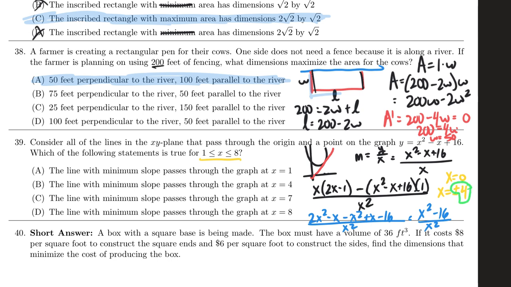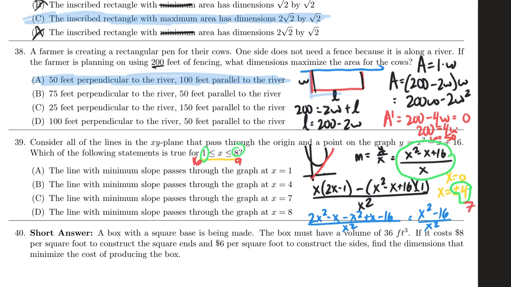So we also have to check the endpoints. We're going to check 1, 8, and 4. All right, and we're plugging them into our slope formula we have here. So let's use the calculator just to save time and space. If I plug in 1 into that slope formula, I get 16. If I plug in 8 into that slope formula, I get 9. If I plug 4 into that formula, I get 7.